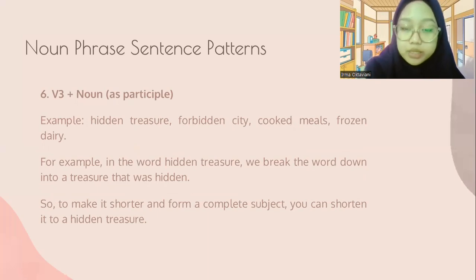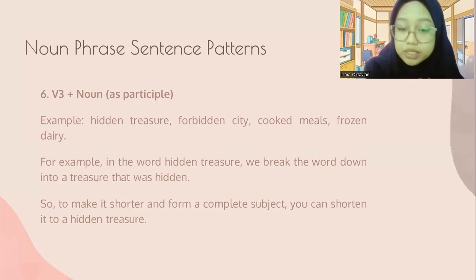And then the sixth is verb 3 plus noun as participle. Apart from the verb-ing, there is also a third verb form that can be used in forming noun phrases. Examples of verbs from this sentence pattern are hidden treasure, forbidden city, cooked meals, and frozen dairy.